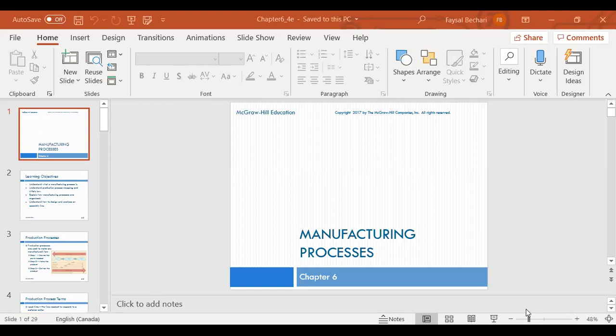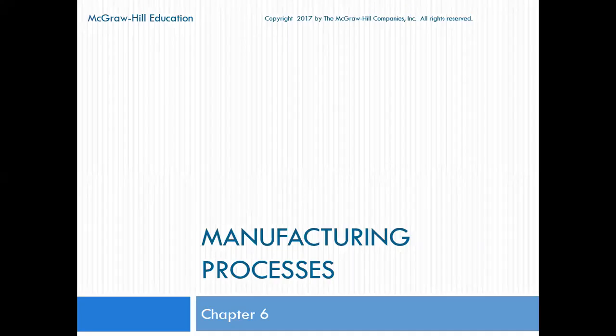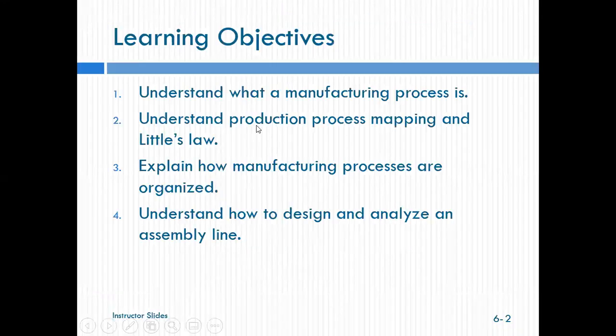As you saw in the video, we will continue with the different types of products there. Chapter 6 talks about the manufacturing process, and you will be learning about what the manufacturing process is, understanding production process mapping, and something called Little's law, explaining how manufacturing processes are organized, which we saw some of in the video, and understanding how to design and analyze the assembly line.